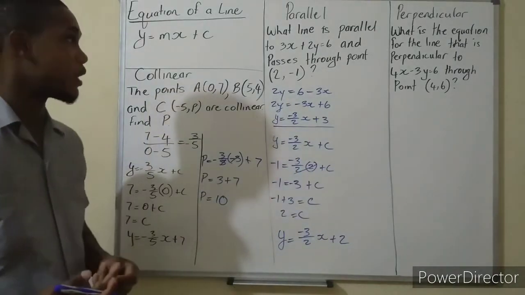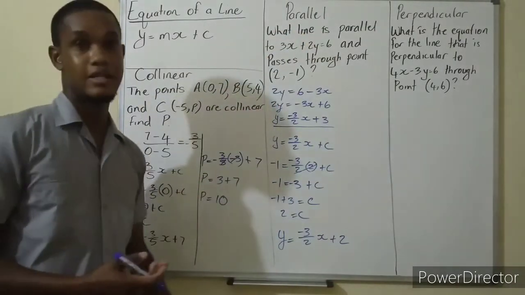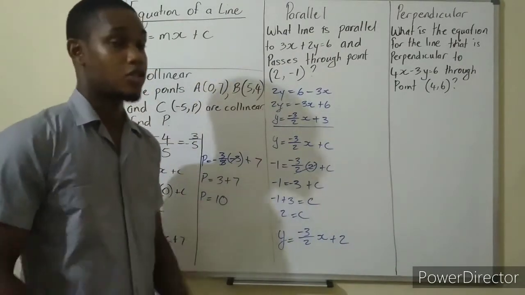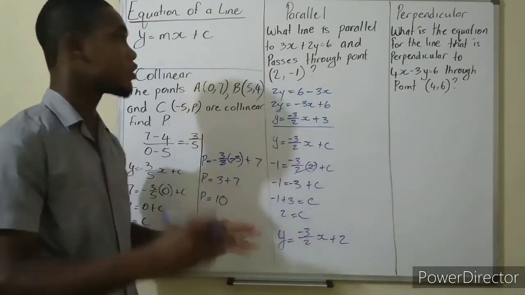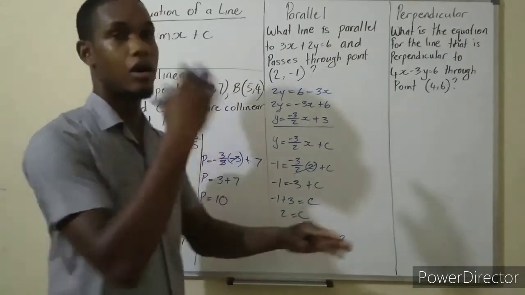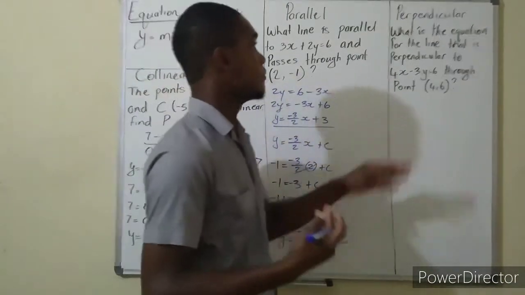Now the final aspect: perpendicular lines. Once a line is perpendicular, it means it forms a right angle. So parallel lines have the same direction, collinear means on the same line, and perpendicular means a right angle.